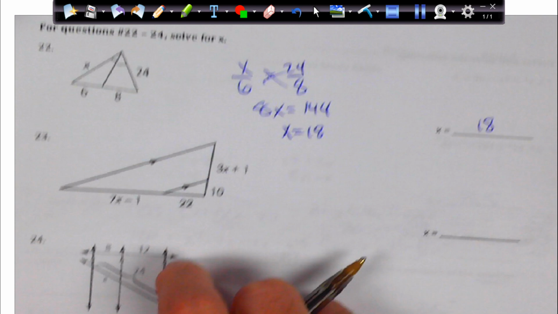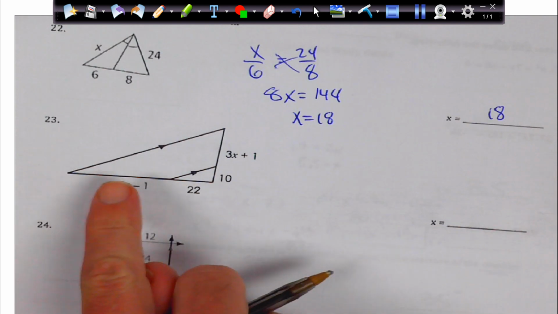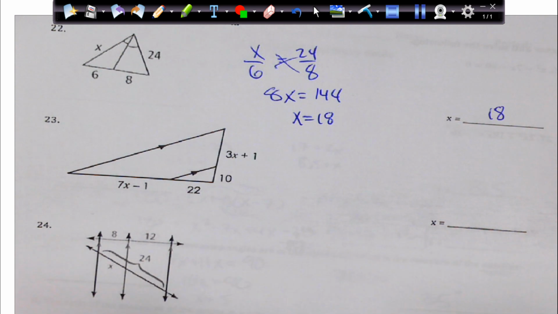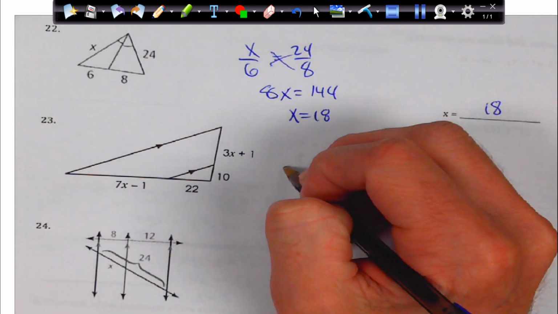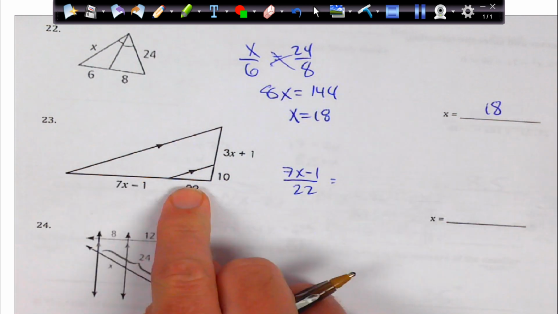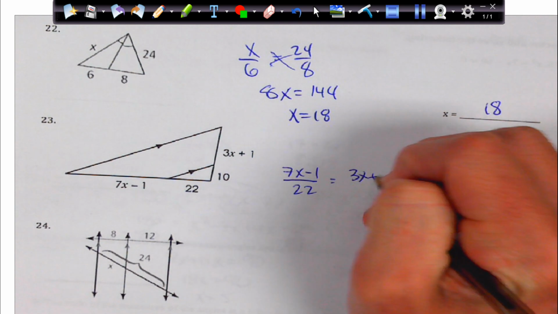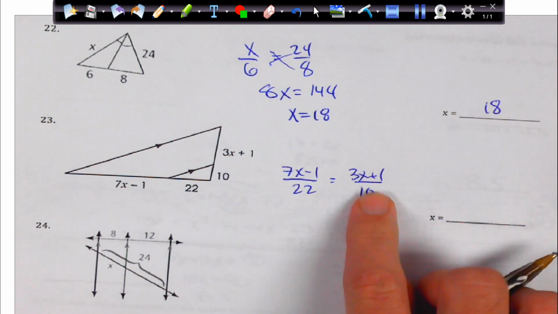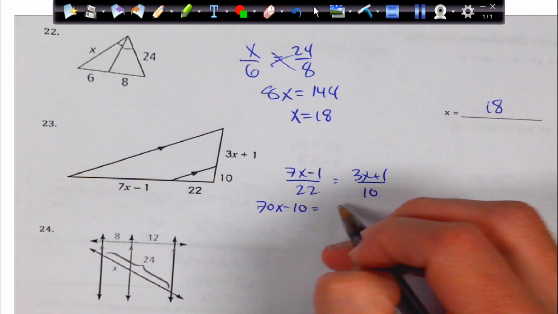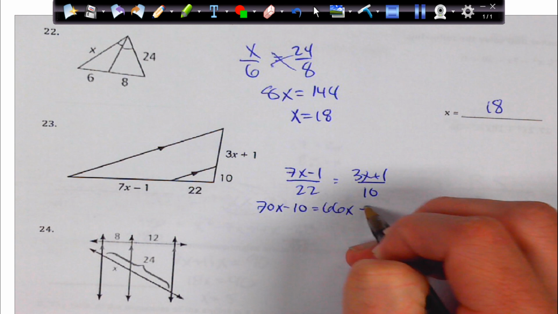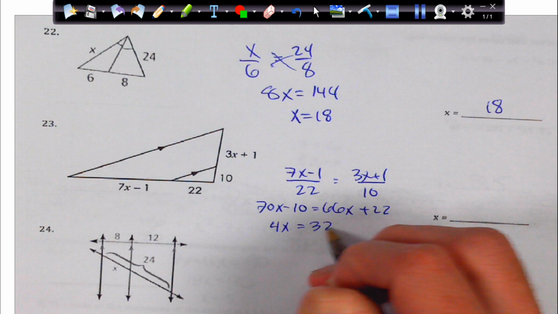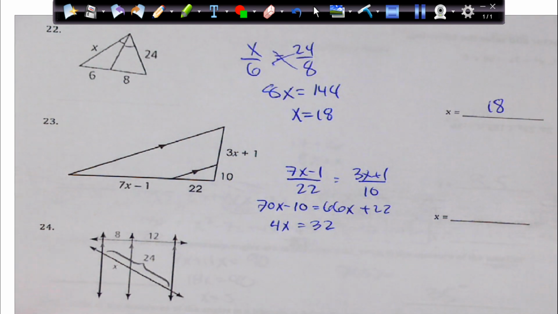Again, same thing. Set up a proportion, be consistent. So you can go, here to here, here to here. I can go here to here, here to here. Really, however I want to do it. I'm going to go 7x minus 1 to 22. So I'm going like big piece to small piece, and then I'm going to do the same thing. 3x plus 1 over 10. I'm going to cross multiply to get 70x minus 10, and that's going to be 66x plus 22. I'm going to subtract the 66x to get 4x, add the 10 over here to get 32, and 32 divided by 4 is going to give me 8.